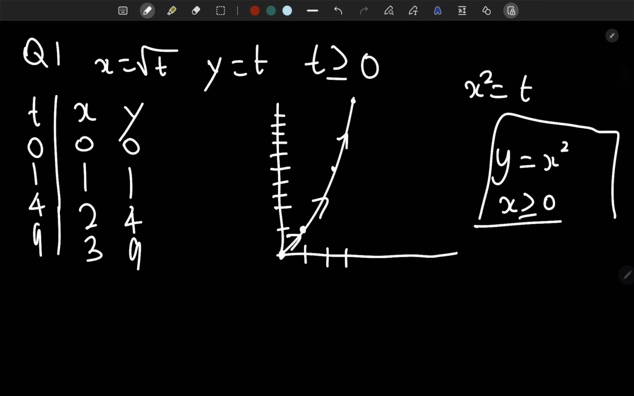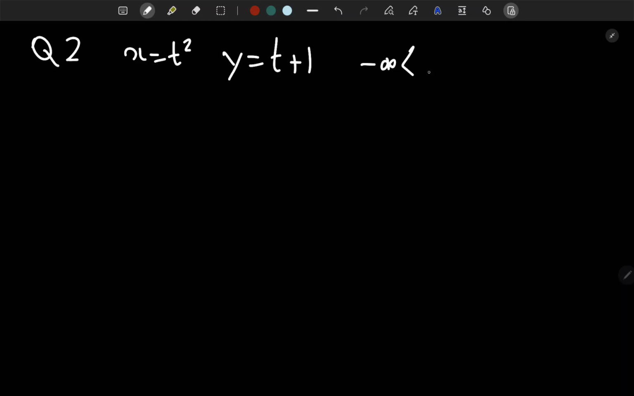And let's move on to question 2. So in our question 2, we have x is equal to t squared, we have y is equal to t plus 1, and this time we have t as between positive infinity and negative infinity. So again, let's start by graphing this equation. So we have t, x, y, and now let's take some values for t.